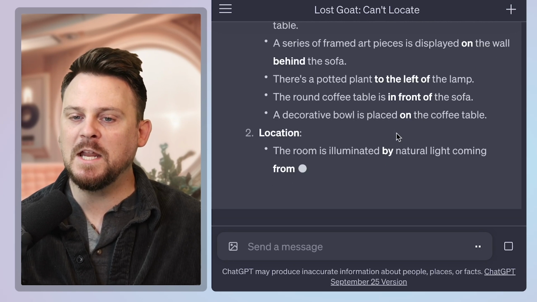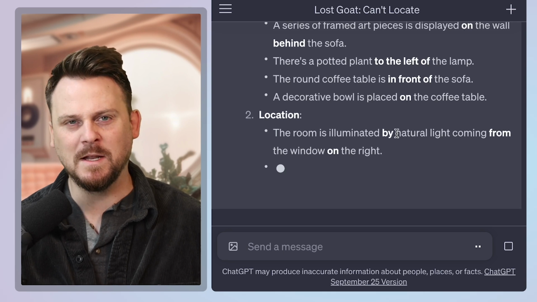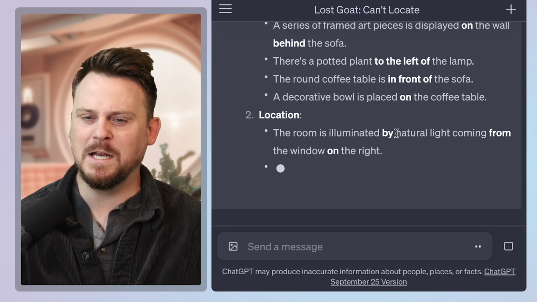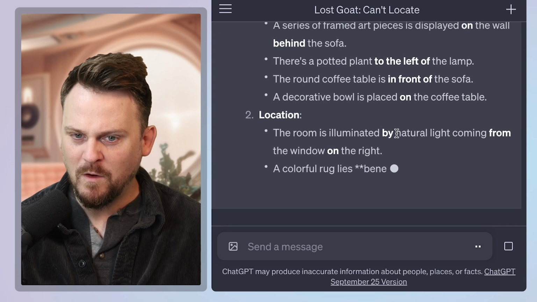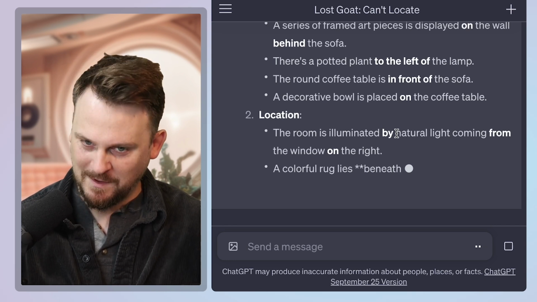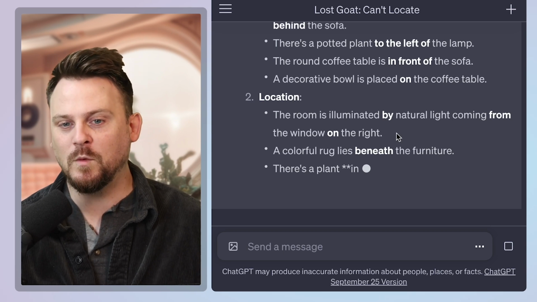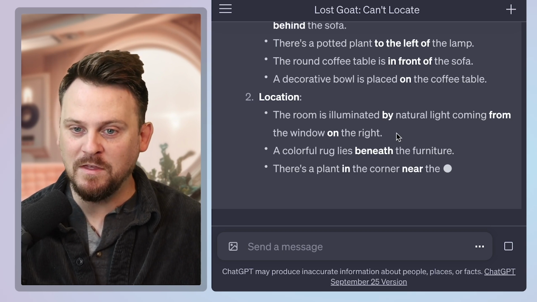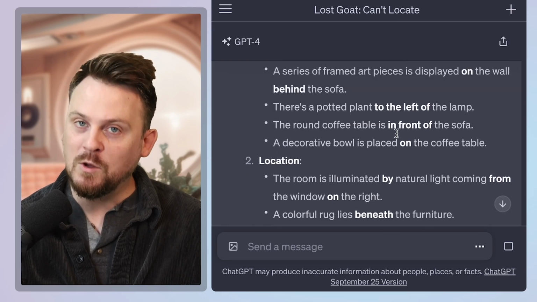The room is illuminated by natural lighting. Now, that's a really interesting one because, wait a minute. The room is illuminated by natural light coming from the window on the right. There's a lot of stuff happening in that particular example there. We could learn a lot from that. A colorful rug lies beneath the furniture. There's a plant in the corner near the window. Okay, you get the idea.